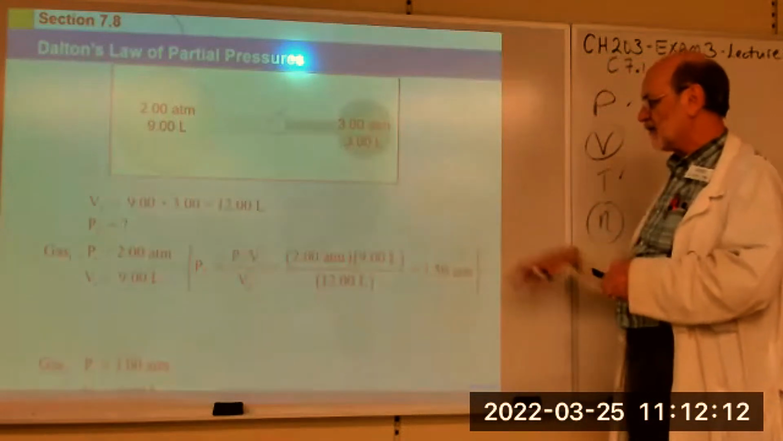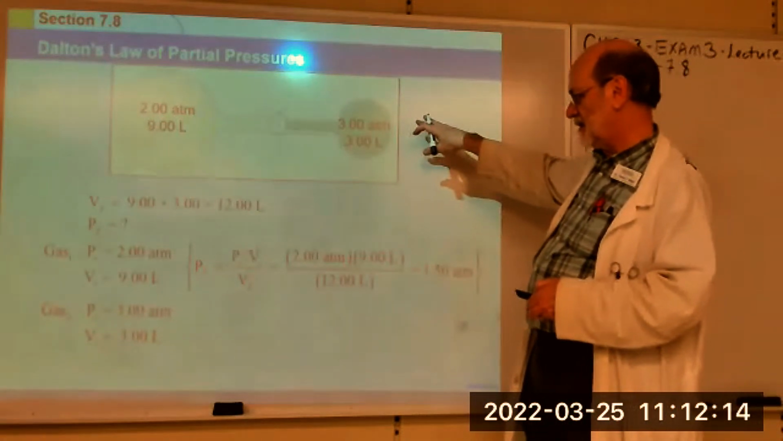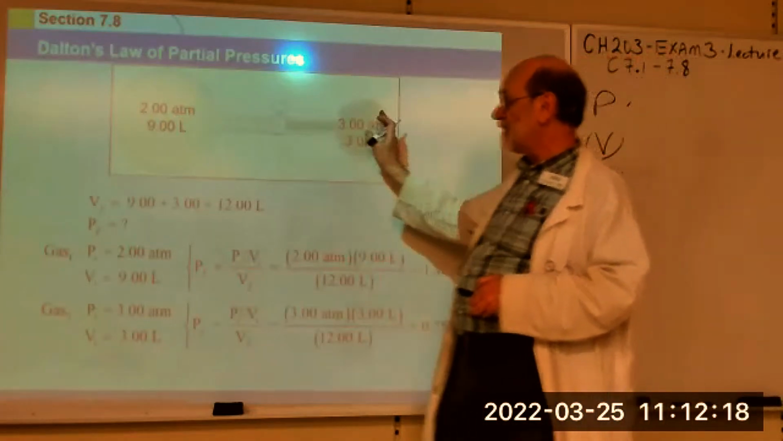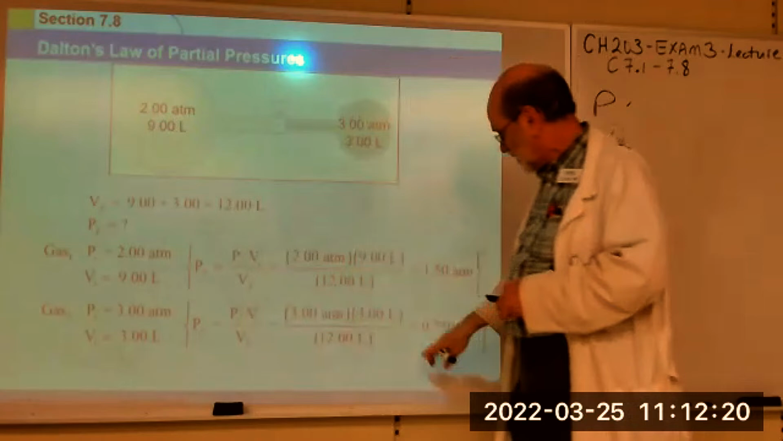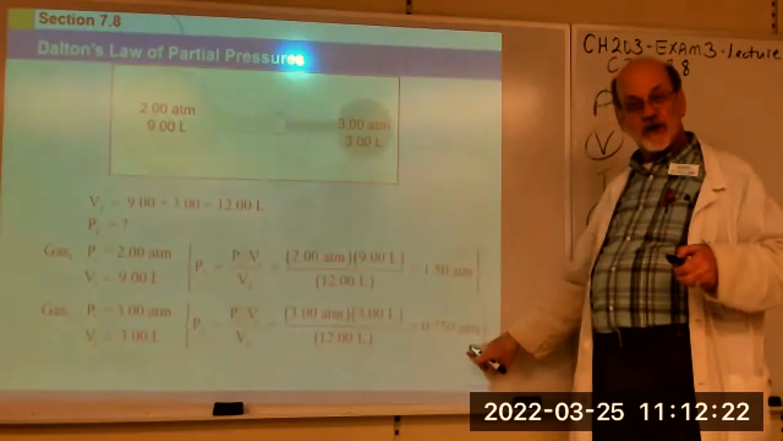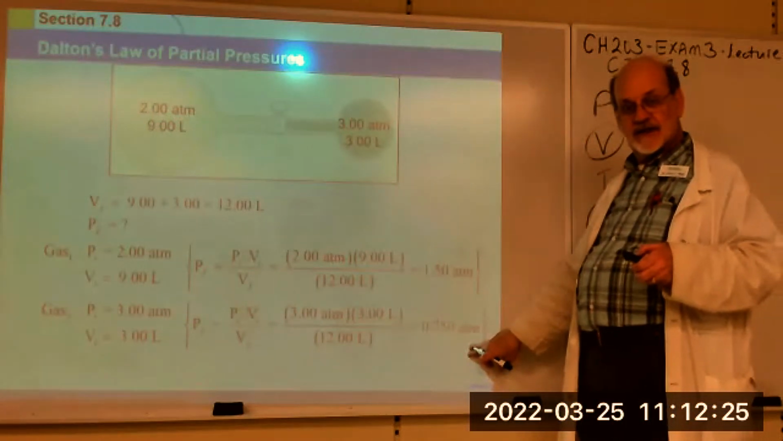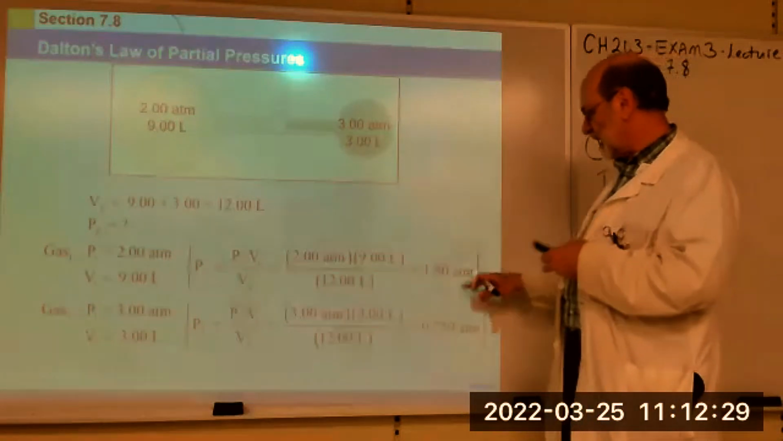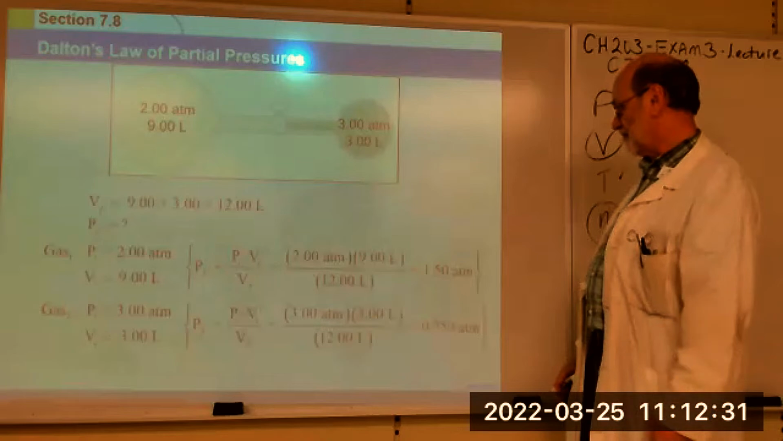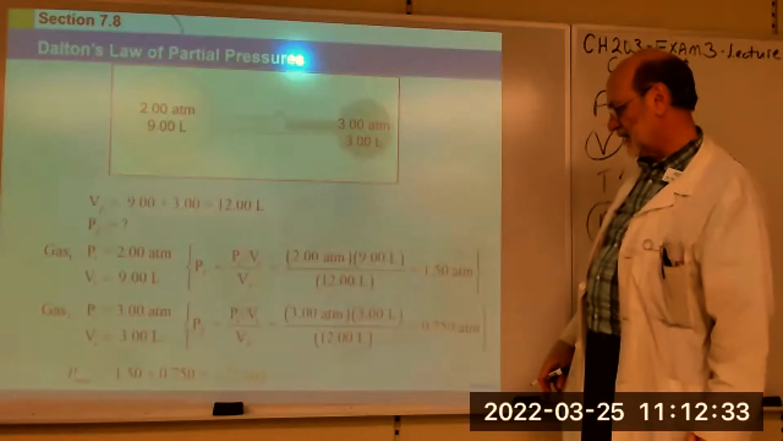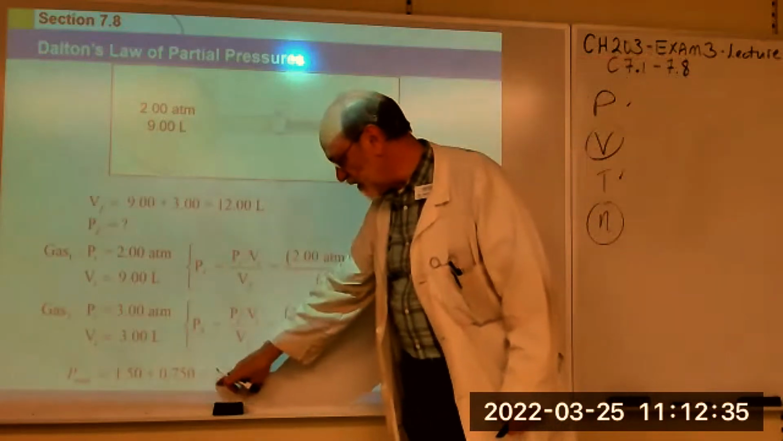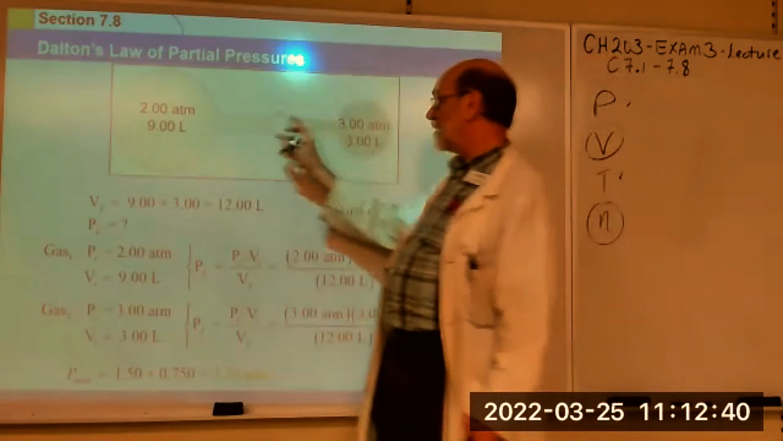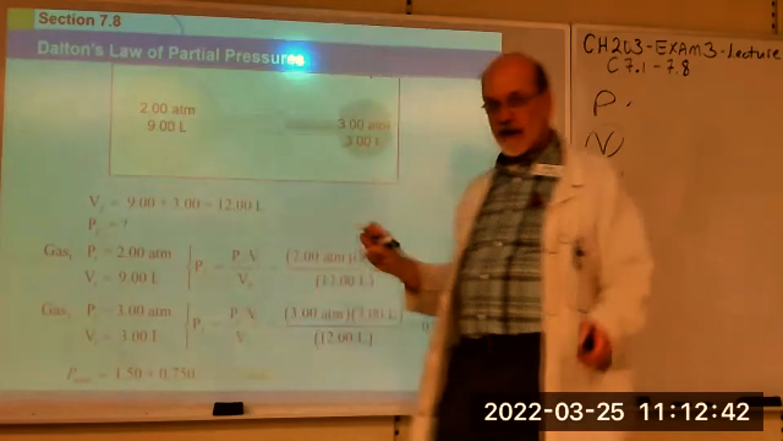Then we do the same thing for this one. The solution tells us that this one, if it expels into a vacuum, is going to contribute 3/4 of an atmosphere to the total. Then we use Dalton's law of partial pressures. Add them together. The final pressure is going to be 2.25 atmospheres, between 3 and 2, just like we expected.